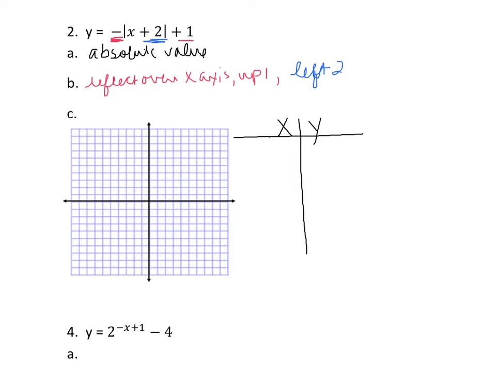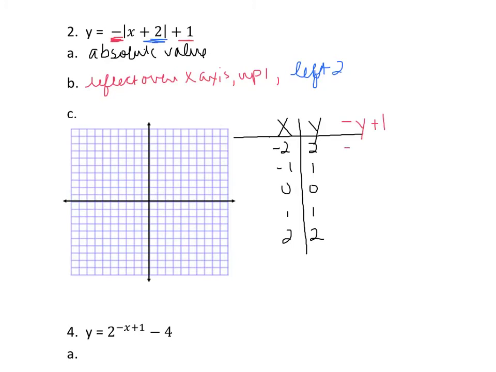So for our absolute value, we have -2, +2, -1, 1, 0, 0, 1, 1, 2, 2. But now let's see how this affects our graph. So it's reflecting over the x-axis, so that's going to negate our y and move up 1, so that's +1. So if I go through here and do that, let's do that real quick.